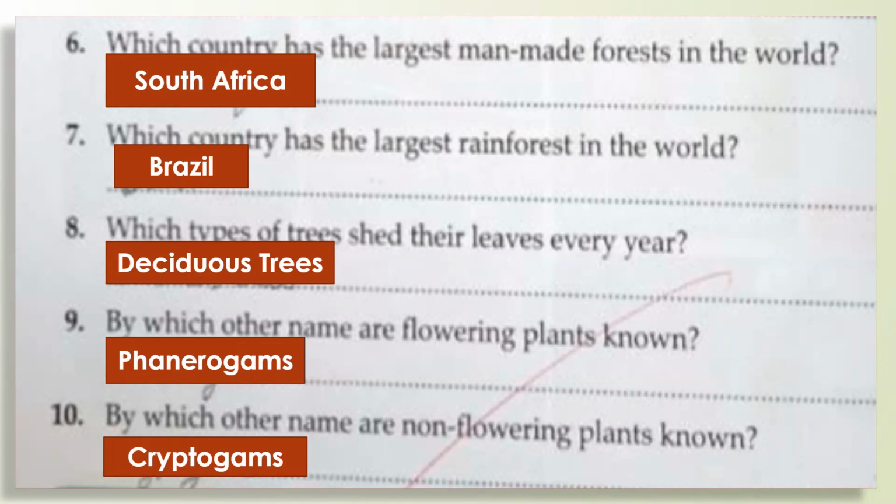Next question is, which country has the largest rainforest in the world? And the correct answer is Brazil. Next question, which types of trees shed their leaves every year? And the answer is deciduous trees. Ninth question is, by which other name are flowering plants known? And the answer is phanerogams. Next is, by which other name are non-flowering plants known? And the answer is cryptogams.